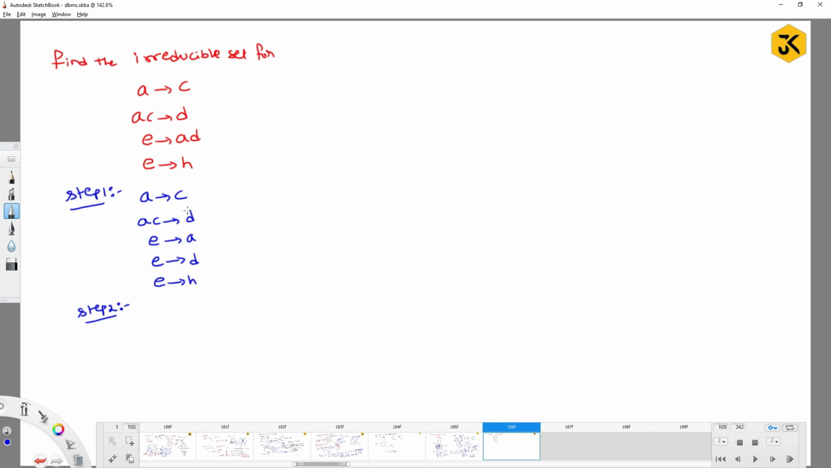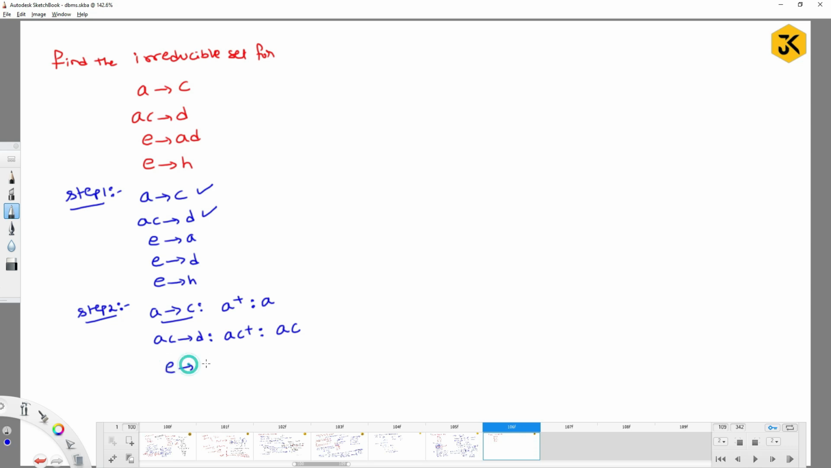Redundant attributes means, in the case of A determines C, can you get it from the rest or not? So first take out A determines C and try to get it from the remaining FDs. What is A closure now? A only. So A determines C is required. Similarly, take out AC determines D and find AC closure. AC closure is again AC, which means this is also required.